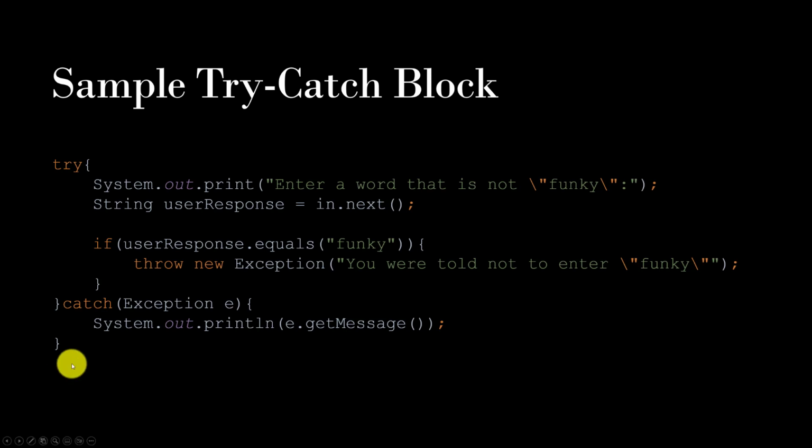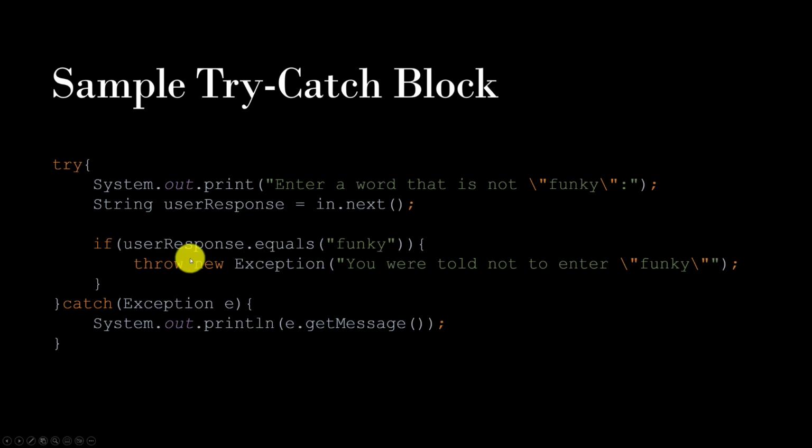Notice in this code we have system out print, enter a word that is not funky, and then the user enters a word, and it tests if that's funky. Let's say they enter a word that's not funky, then it skips this and the program ends without crashing. Let's say they enter in funky. Then it says if user response equals funky, throw new exception: you were told not to enter funky. This is a message that will be sent, and we'll later throw it.